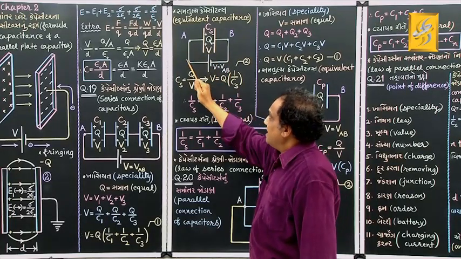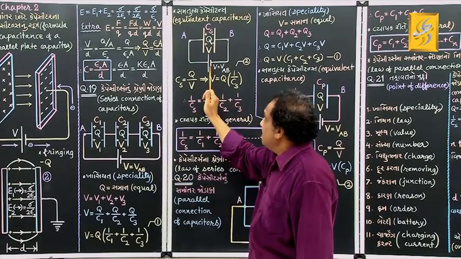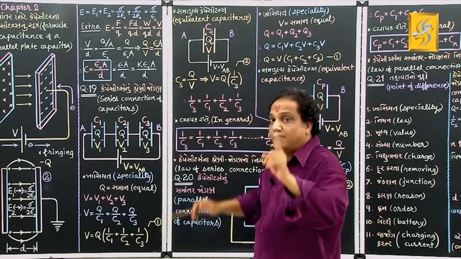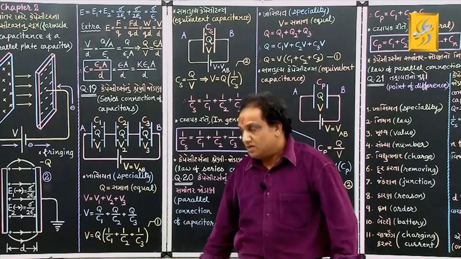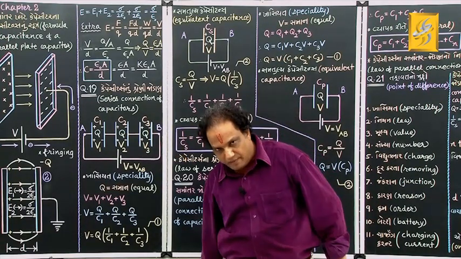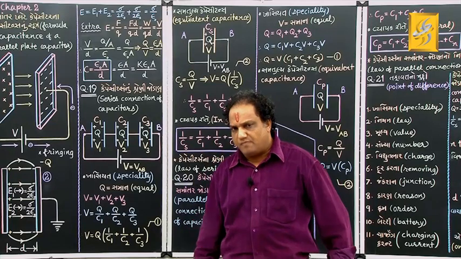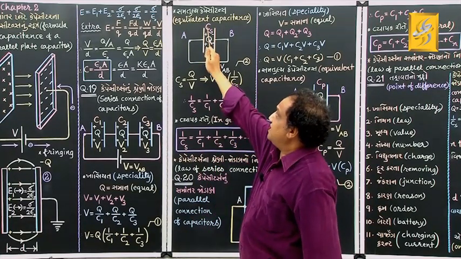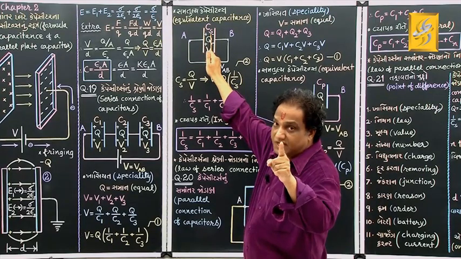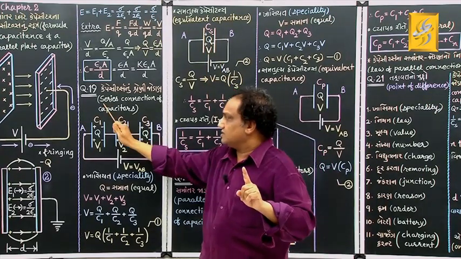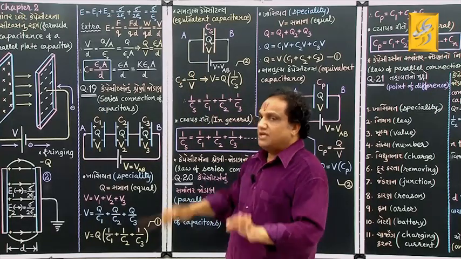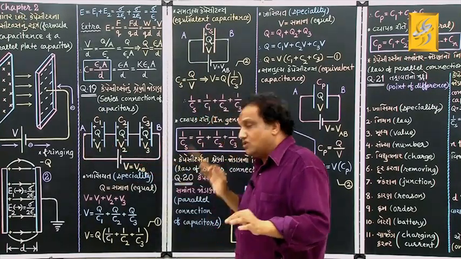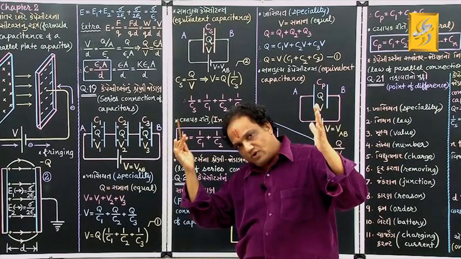And across which when I connect the same battery, if I am going to have the same charge, then that capacitor will be called the equivalent capacitor to this entire series connection of capacitors, and its capacitance will be called equivalent capacitance, which is here shown by symbol CS. S stands for series. What is CS? Equivalent capacitance of the given series connection of capacitors. Got it? Fine.